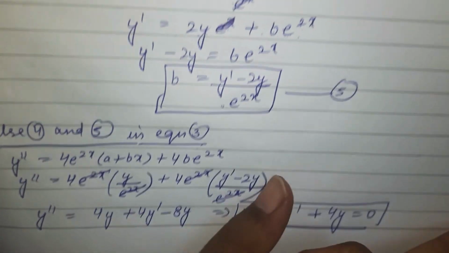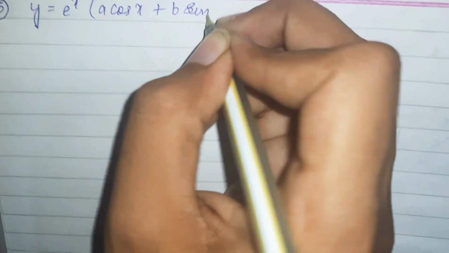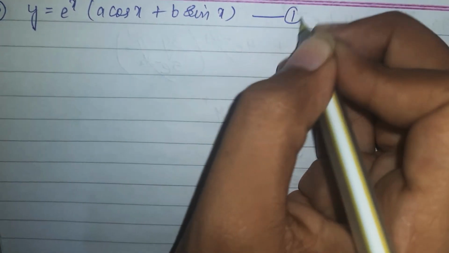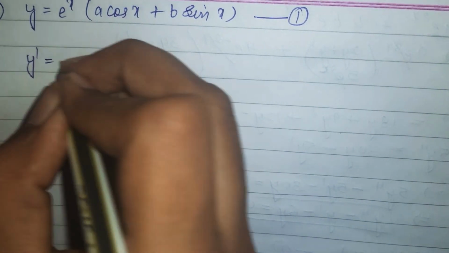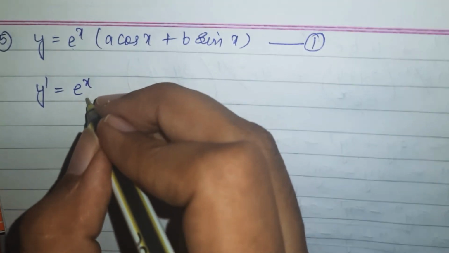which is your required differential equation of the given curve. Okay. Now come to question number 5. In question number 5, we have y equals e^x(a cos x plus b sin x). So mark it as 1. Y dash: e^x will remain the same, differentiation you can take.